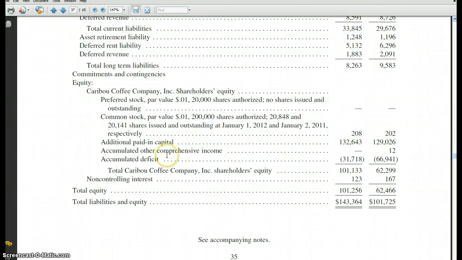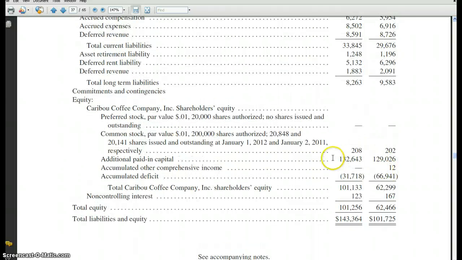APIC, comprehensive income, which we don't deal with in this class. That's definitely an accounting concept. So if you're an accounting major, you'll look at that in depth. And then the accumulated deficit, which is actually the same thing as retained earnings. It's just negative retained earnings, if you will. Okay, non-controlling interest would be another company that Caribou owns, so we're not going to pay attention there either. So these are the amounts of each: zero on the preferred stock, common stock, APIC there, which is what they're asking for.